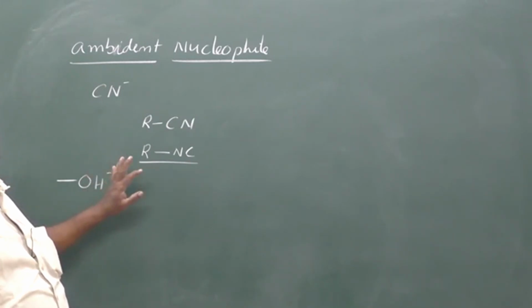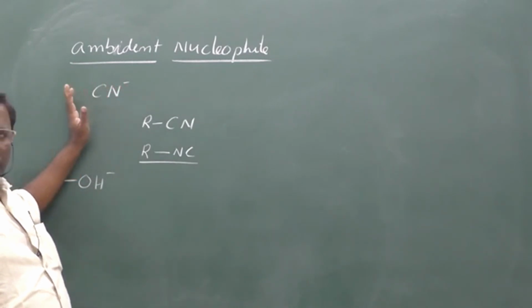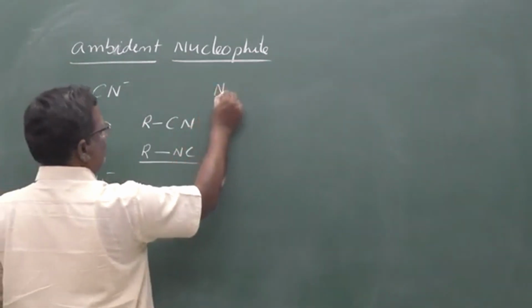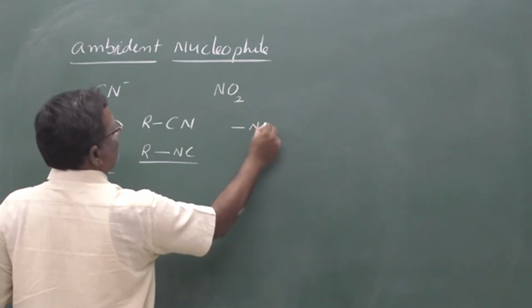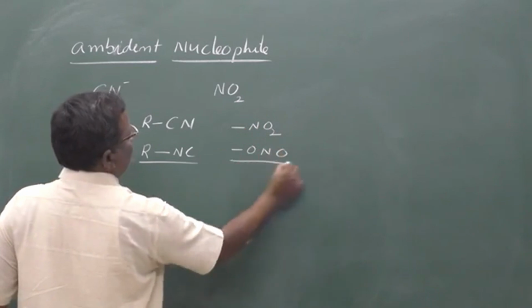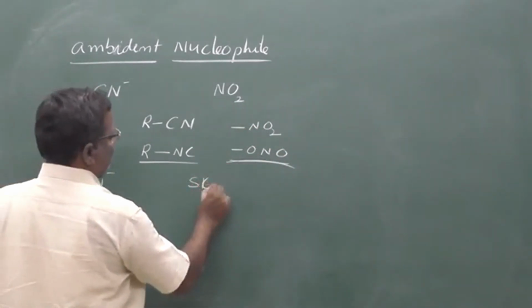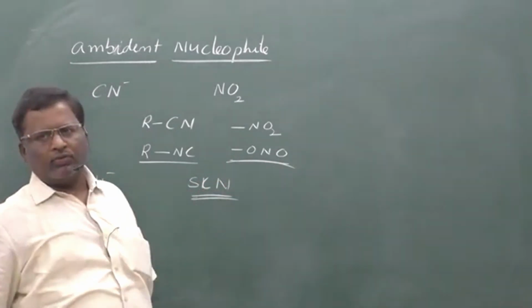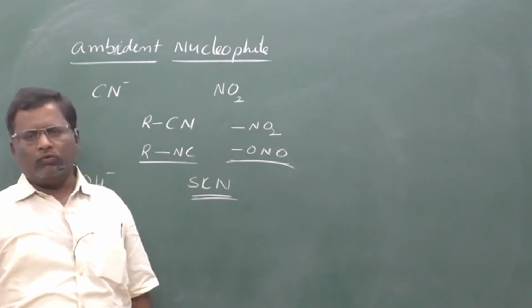But some nucleophiles are there. They can attach from either this side or that side. Similarly, NO2 minus can attach like this or it can attack like this also. Thiocyanide, SCN minus, is also another example of ambident nucleophiles.